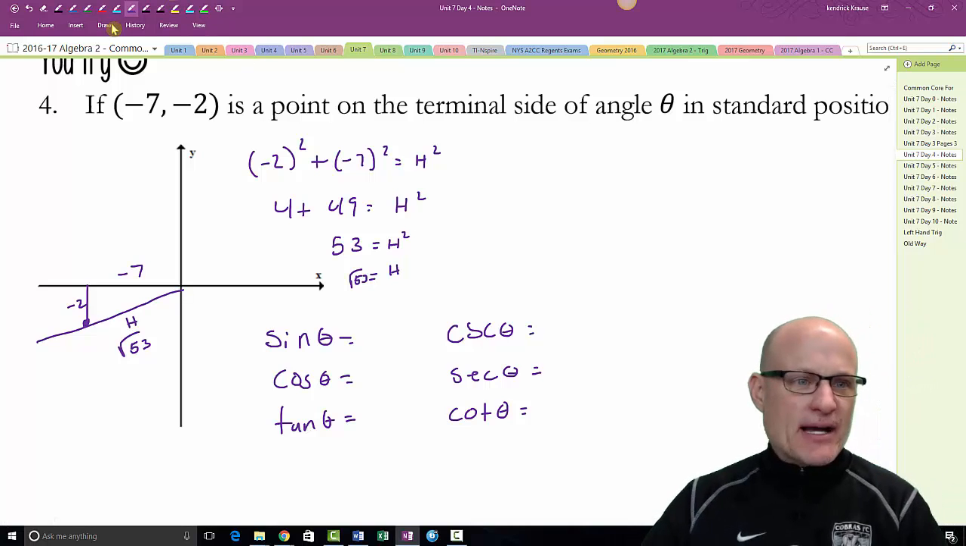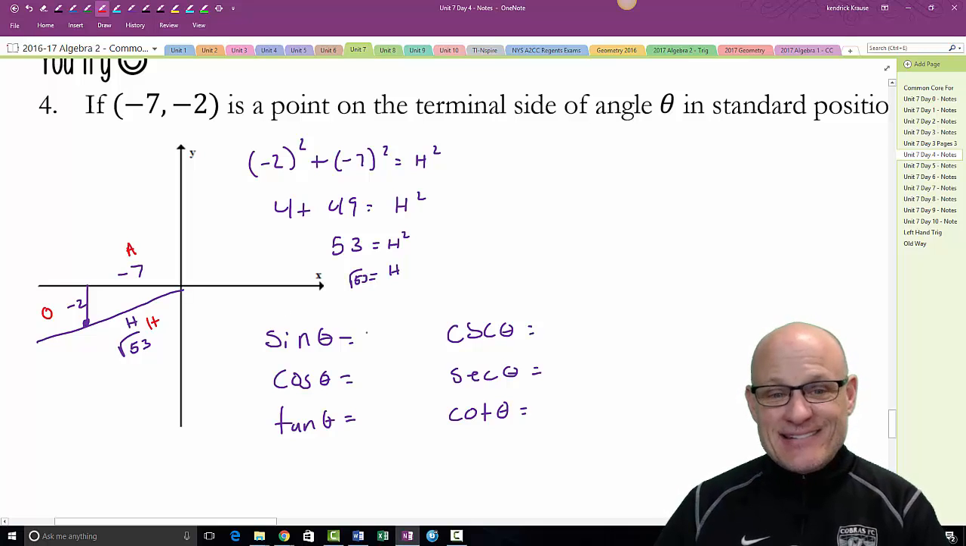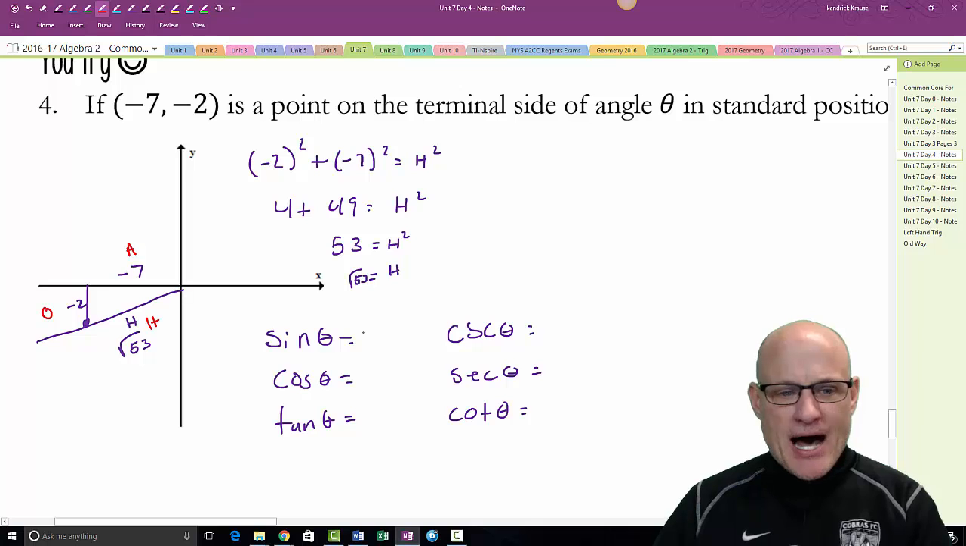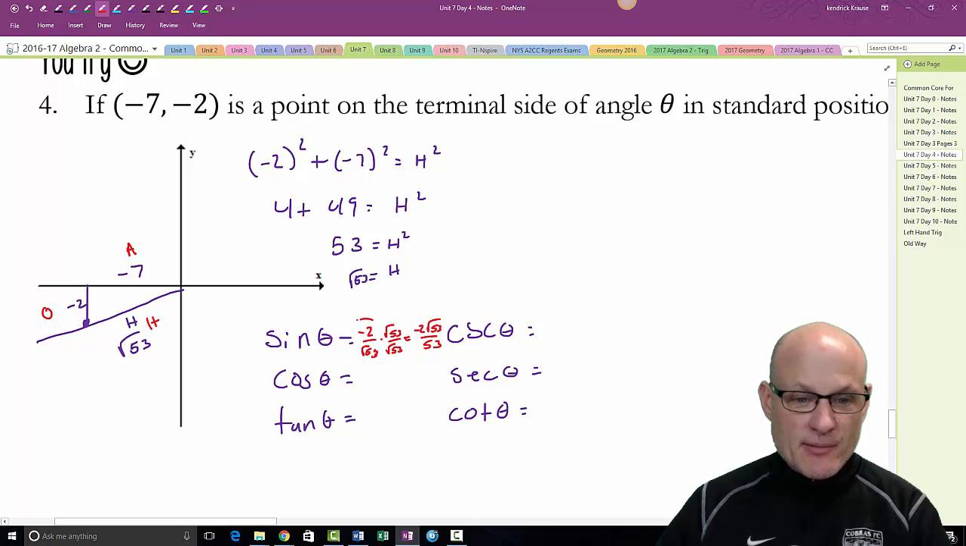Okay, probably should label my diagram. There's my opposite, there's my hypotenuse, and there's my adjacent. All right, so sine is opposite over hypotenuse. Oh gosh, -2 over the square root of 53. Multiplying by the square root of 53 over the square root of 53, I get -2 square roots of 53 over 53. That was a pain in the neck. Now the good news is, let me go back and just take the reciprocal of this. It's negative square root of 53 over 2. So that was actually pretty easy. I could just do that.